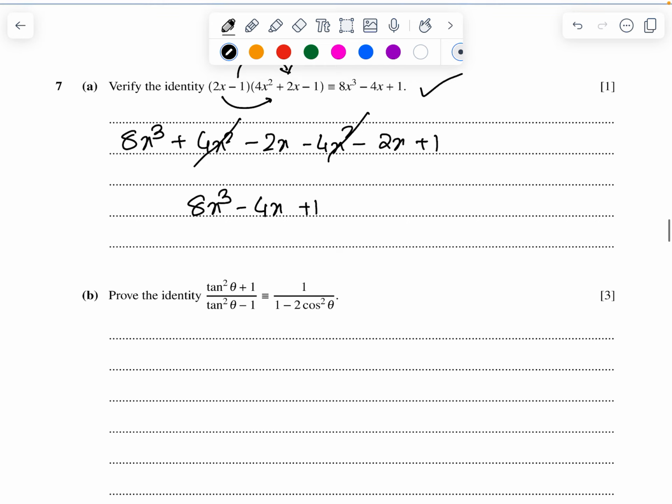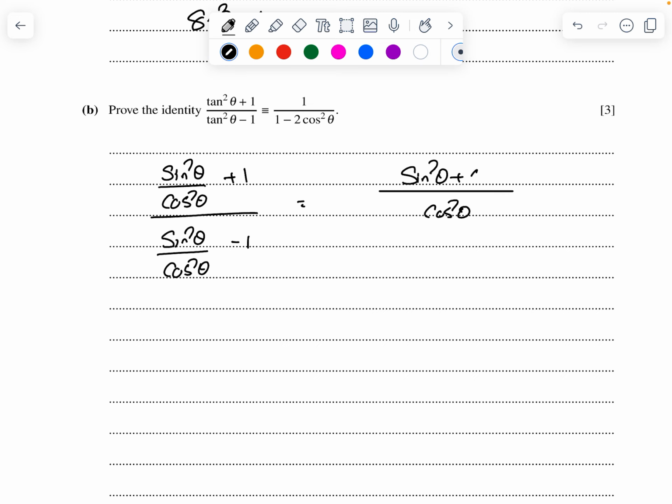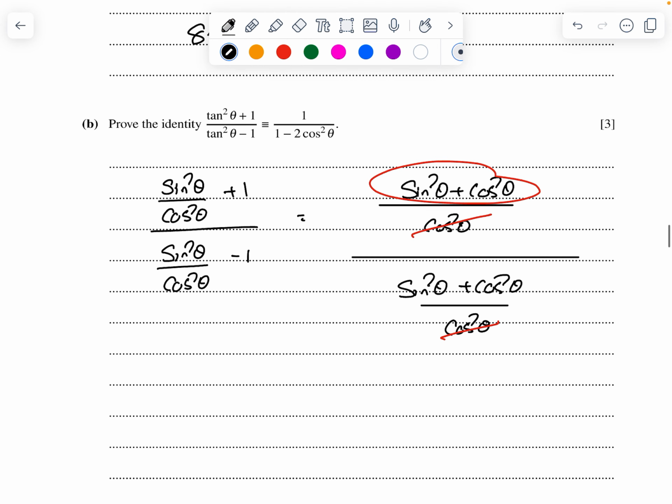Prove that the identity tan square theta plus 1 by tan square theta minus 1 equals to this one. So tan square theta can be written as sin square theta upon cos square theta, plus 1, divided by sin square theta upon cos square theta minus 1. Common denominator for the numerator is cos square theta, so it becomes sin square theta plus cos square theta. Common denominator for the denominator is cos square theta, sin square theta plus cos square theta. Cos square theta gets cancelled. Sin square theta plus cos square theta is 1.